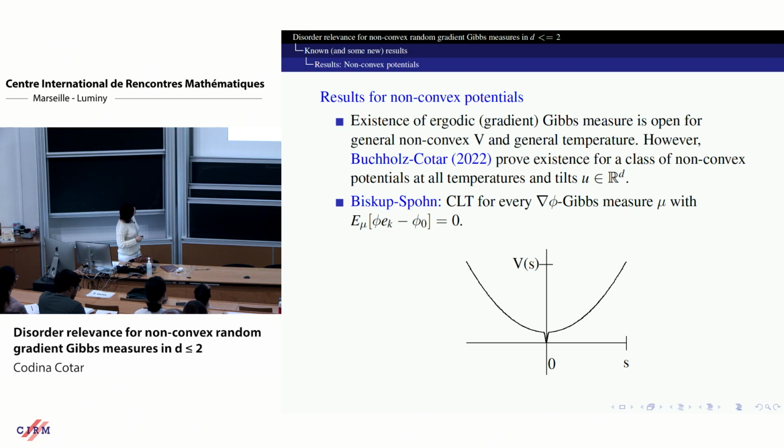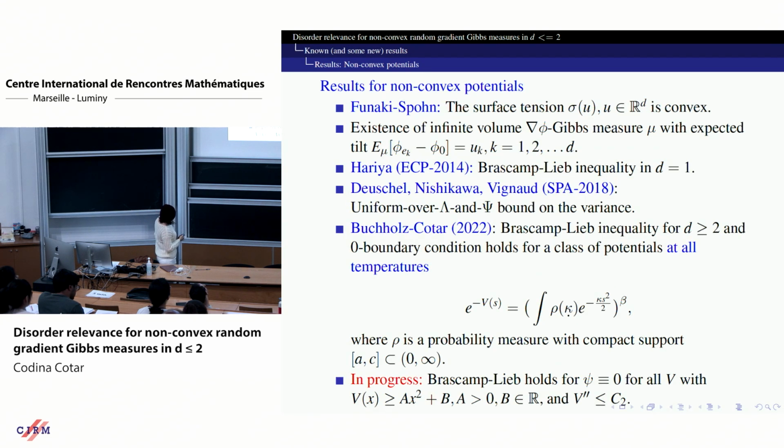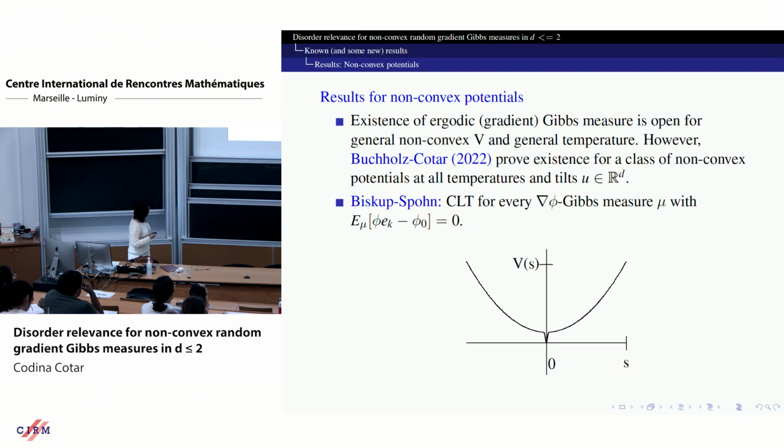But in this new paper we can prove that ergodic gradient Gibbs measures do exist for all temperatures and for all tilts. So far our proof includes this case. We have also other cases of potentials where it holds, but it should be true, and we are trying to prove it for this class of potentials. So it should be possible to show that we have such an ergodic gradient Gibbs measure for this general class of non-convex potentials.